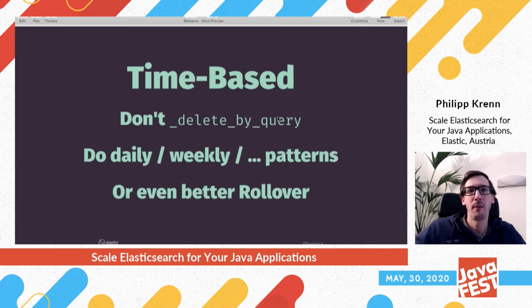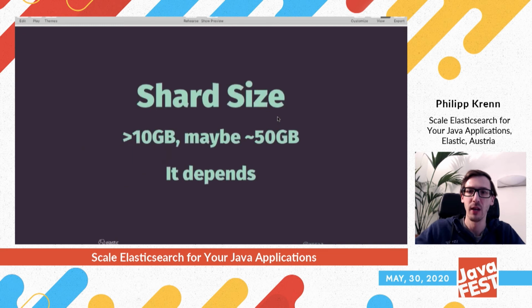Even better, we now have a rollover API where you basically can define a condition, and you can say, once an index hits X gigabytes of data, for example, I want to create a new one. And that would guarantee that all your indices and shards are evenly sized, which is one of the things that you generally want to have in a cluster.